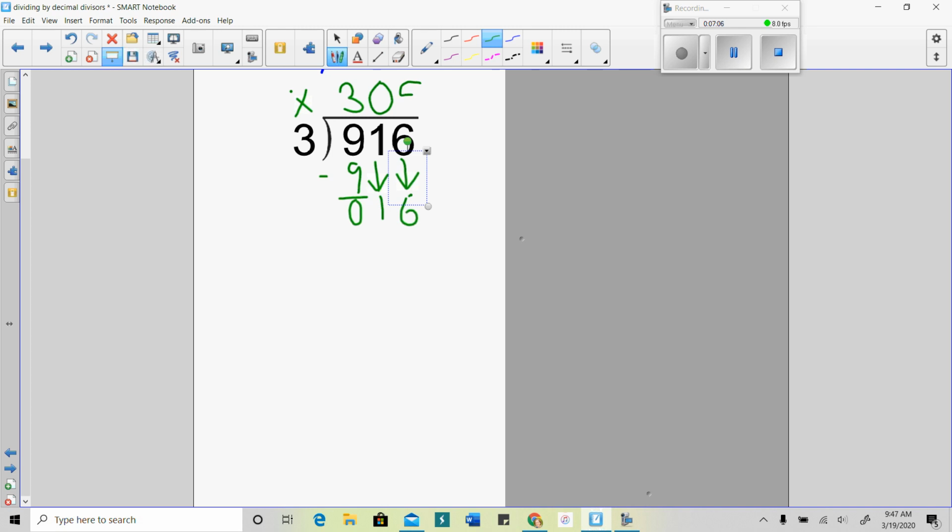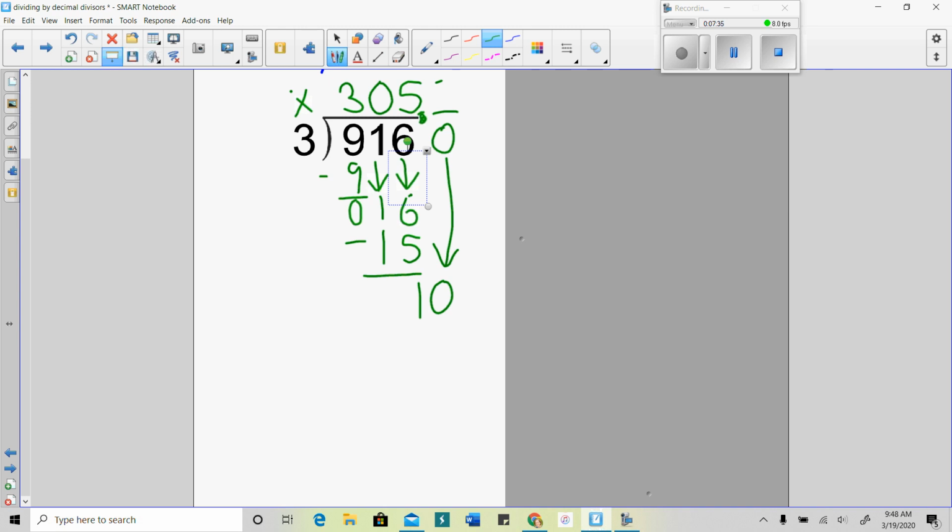3 will go into 16 5 times. And I'm going to take away 15 and I get 1. So this is the point we reach where we make it into a decimal problem because we've got a remainder. So I've got 305. I'm going to put the decimal before I keep going to make it a decimal problem. So I put a 0 in my dividend. You always need a number in the dividend in order to put a number up above in the quotient. And I'm going to drop that 0.